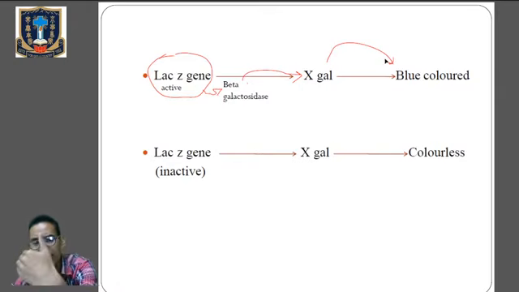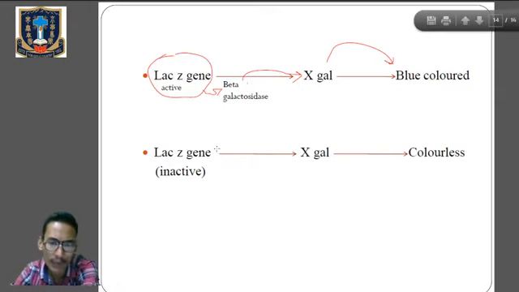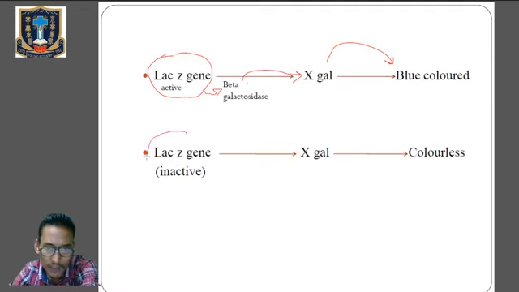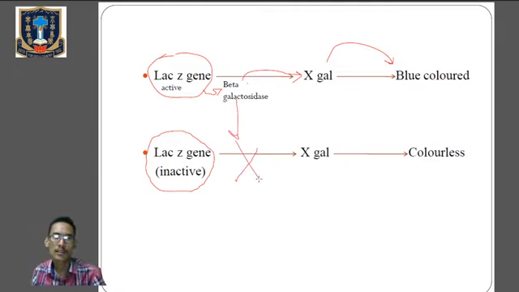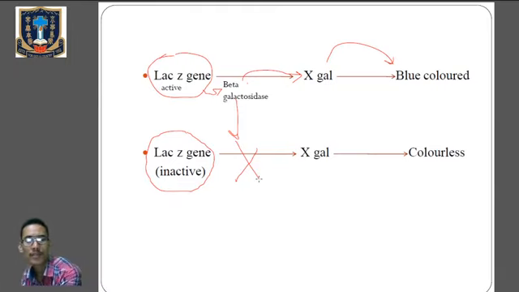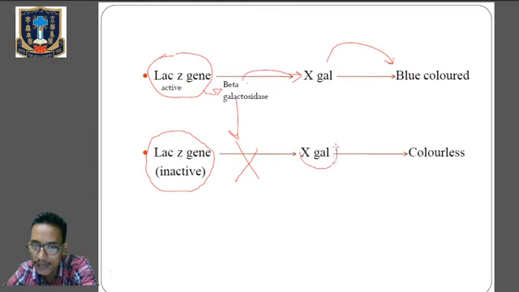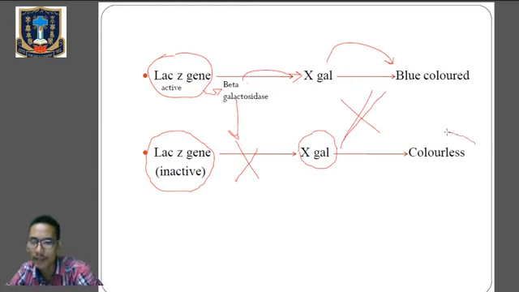But when we go for insertional inactivation, and the LacZ gene becomes inactive, in that case the enzyme beta-galactosidase will not be produced, because the gene is inactive, and when the gene is inactive, the enzyme cannot be produced. And when there is no enzyme, the colorless substrate X-gal will not produce the blue color. It will remain colorless, or form a white colored colony.